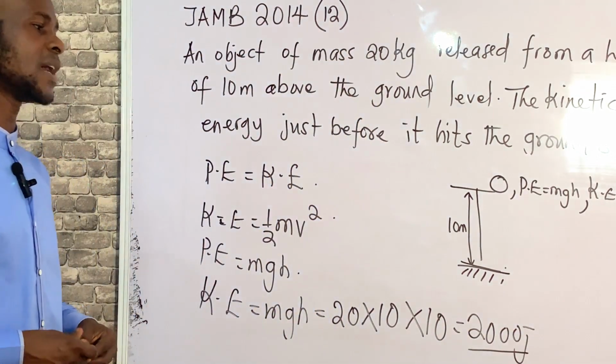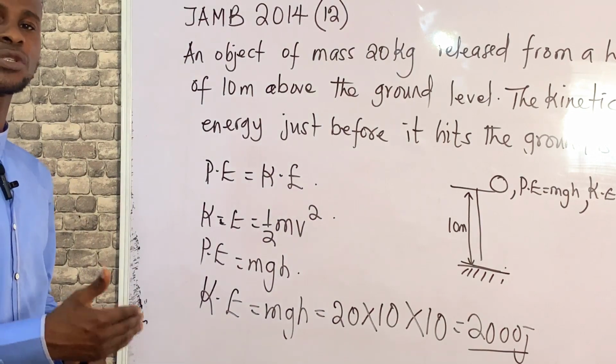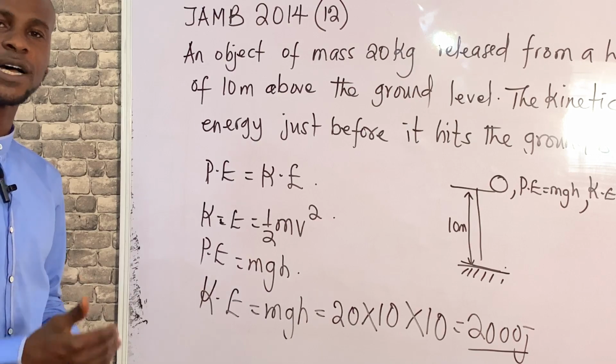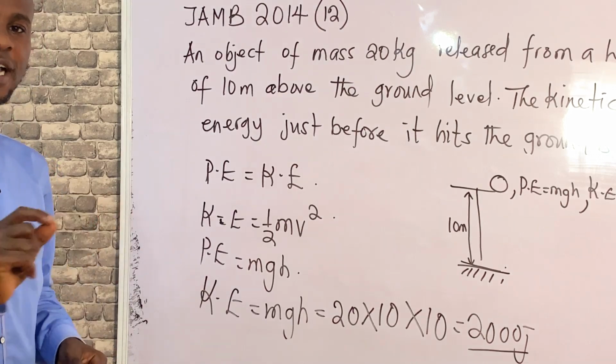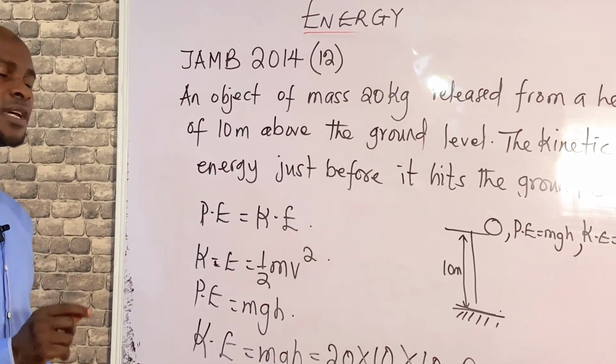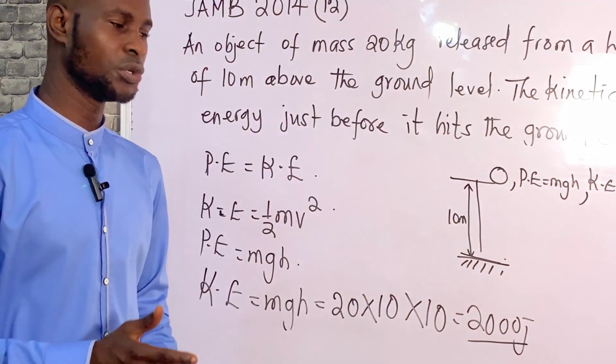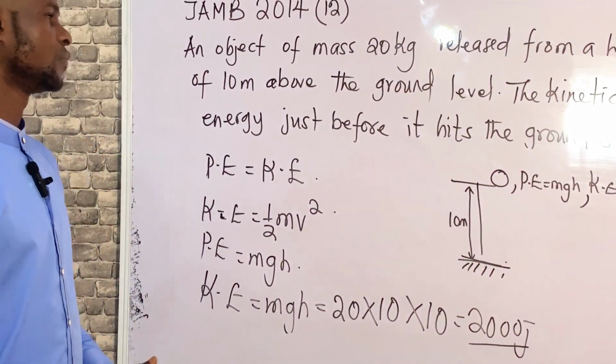If I like, I can convert it to kilojoule by dividing the 2000 by 1000. So anytime you have a value and you are converting to kilojoule, just divide the value by 1000 and you get the value in kilojoule. So the value of this in kilojoule is 2 kilojoule, or you say 2000 joule.